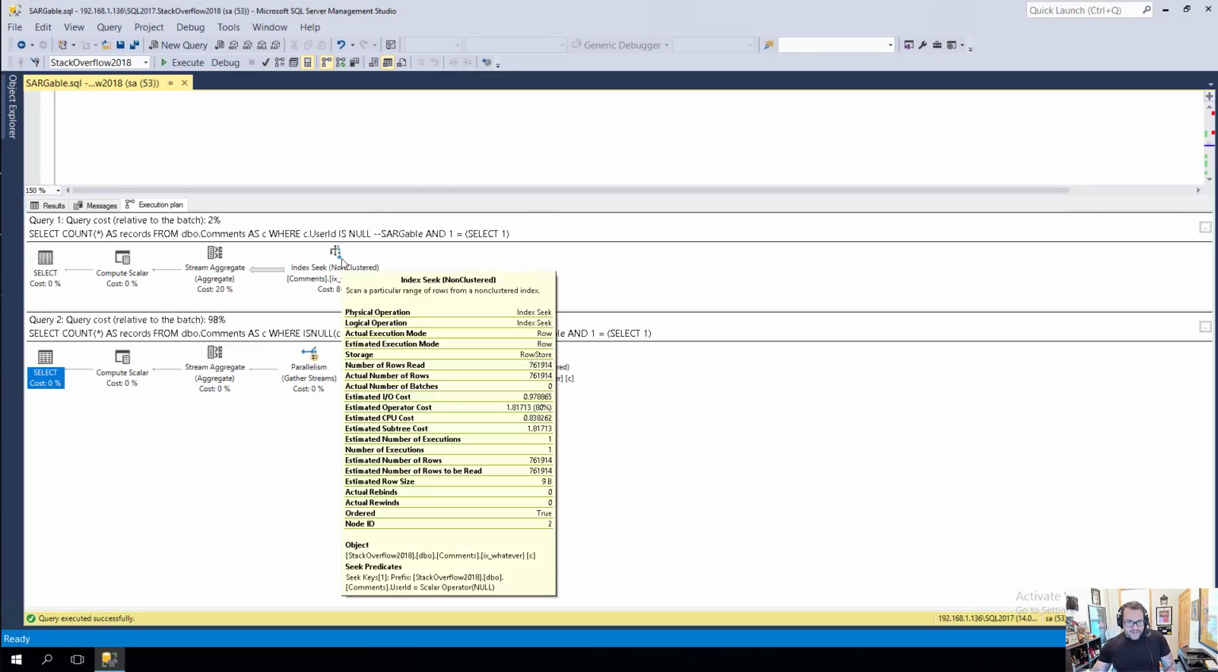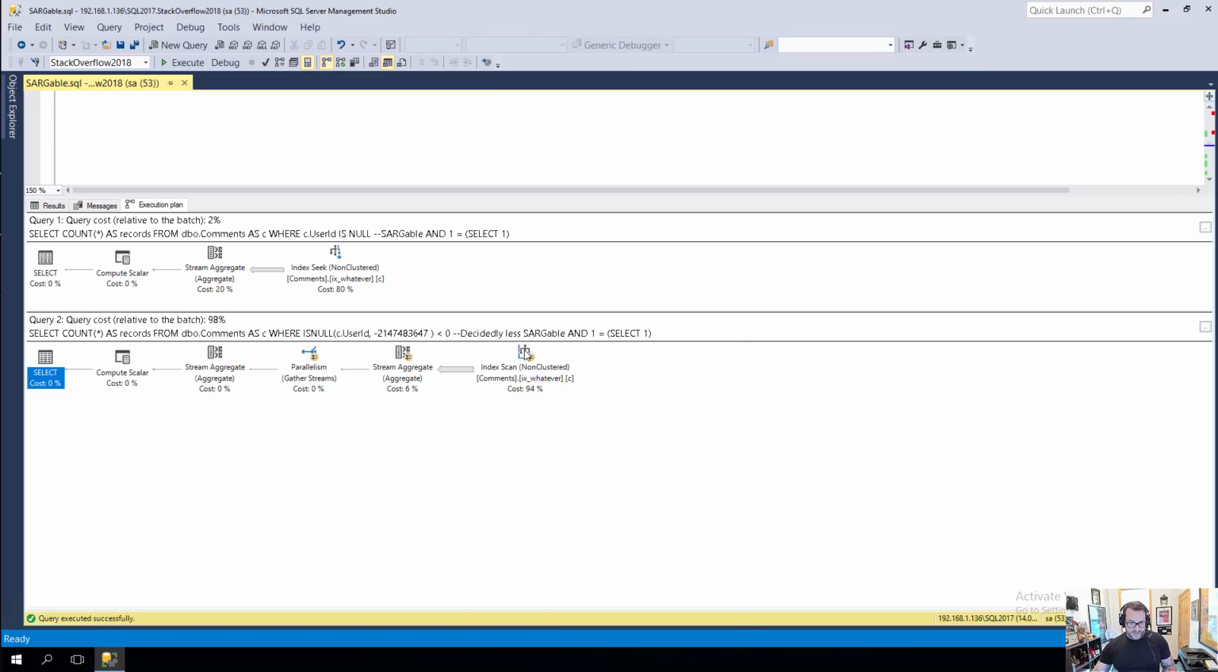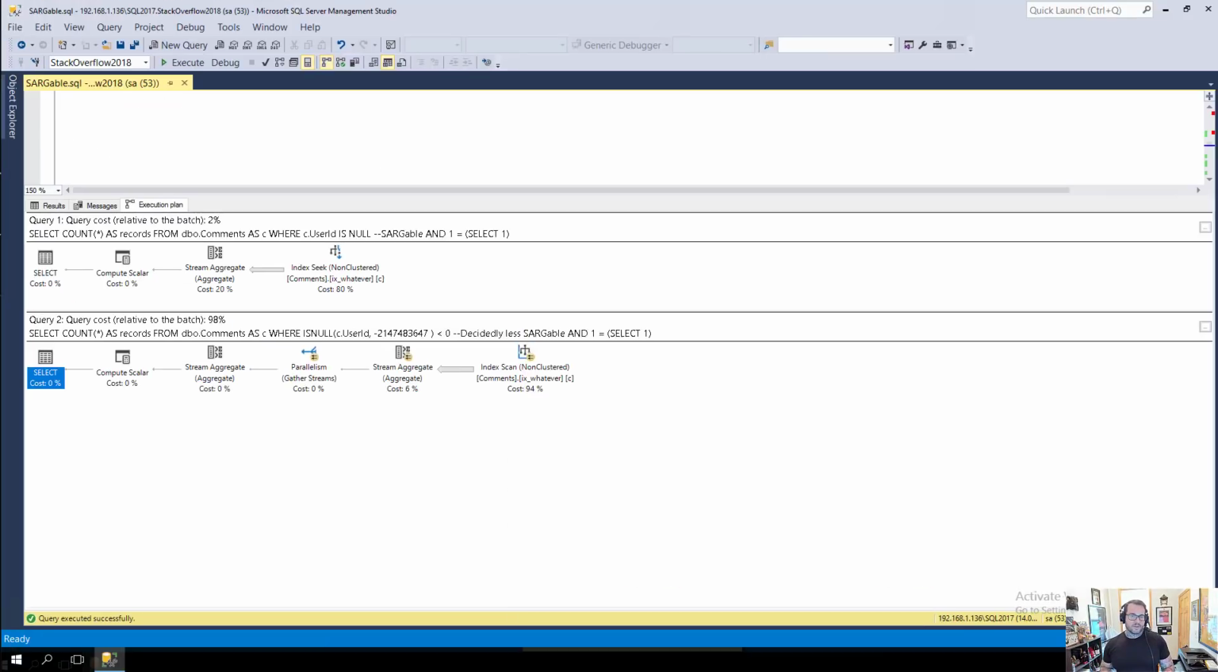The index seek just goes right to the 761 or so thousand rows that we need to get. We are able to seek directly to a small chunk of data, where an index seek is helpful. The index scan on the non-sargable query, well, we still have to read all 68.3 million rows just to get to the 761,000 we care about. This is when sargability starts to matter a whole lot more.